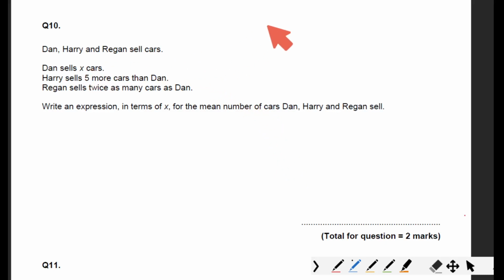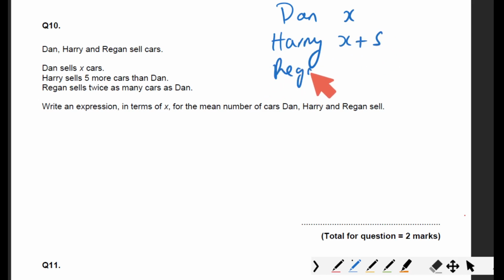Dan sells X cars, X number of cars, but Harry sells 5 more than whatever Dan's got. 5 more means add plus 5. So we're talking about Harry here. Harry has got 5 more than Dan, so it's X plus 5. And then Regan sells twice as many as Dan. Well, Dan is X, twice as many would be 2X.